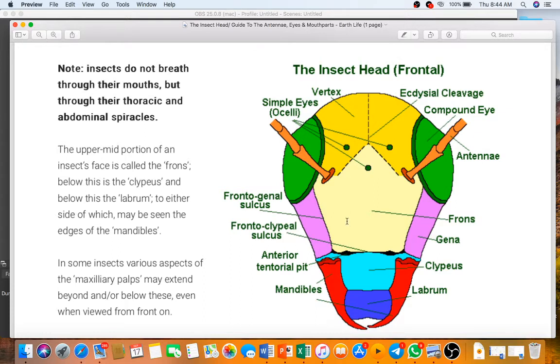where we can see that insect head has three main parts. Upper mid portion of insect face is called frons. Below this is clypeus and below this is labrum. This one.